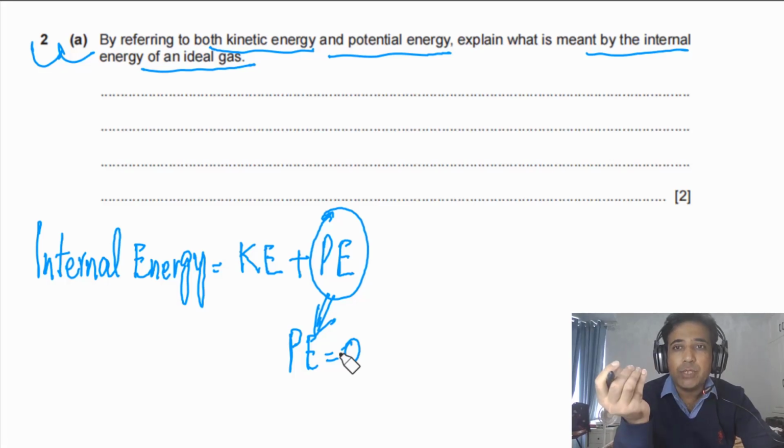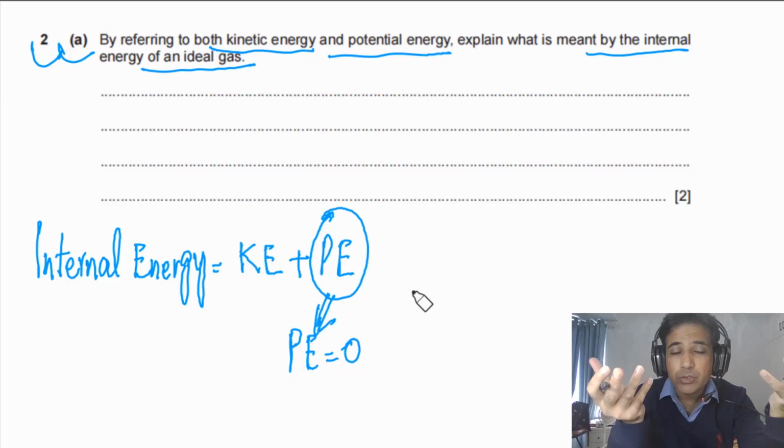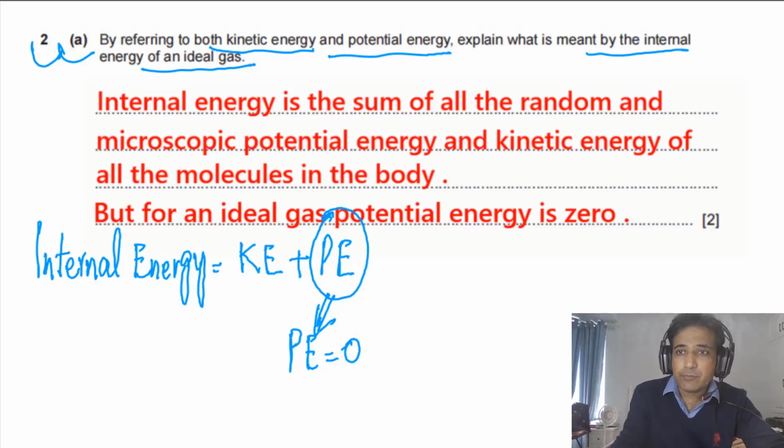Now let me show you how you can write down a proper answer. We need to understand that all molecules in a gas do not have the same kinetic energy or the same potential energy. Kinetic energy and potential energy are randomly distributed. Some have higher kinetic energy, some have lower kinetic energy. This point is very important, and we have to mention it in the answer.